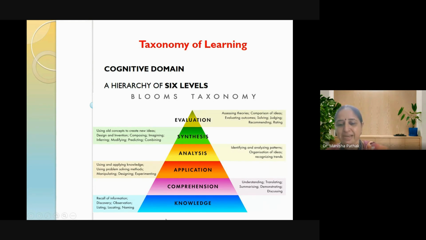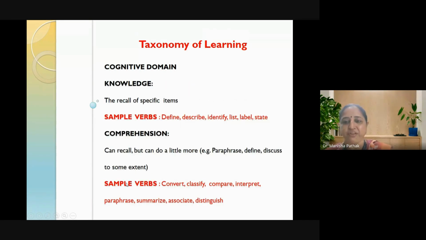And it will have different verbs. So what are the different verbs? Suppose the teacher wants to develop learning objectives or outcomes at the knowledge level. The verbs that can be used are define, describe, identify. Students will be able to list. Students will be able to state Newton's third law of motion. Likewise, she can design different types of outcomes. Students will be able to classify the organism. Students will be able to interpret the concept, the theories. Students will be able to summarize the theory. Students will be able to distinguish between plant cell and animal cell. Students will be able to paraphrase.